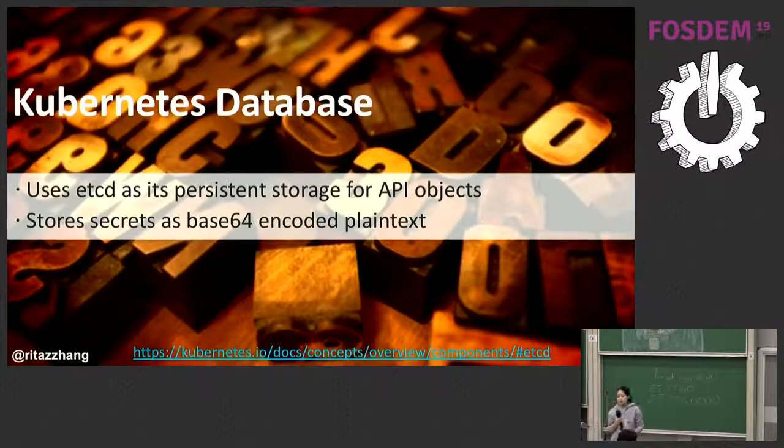What is a Kubernetes database? Kubernetes uses etcd to persist a lot of the Kubernetes objects. Think of your secrets, your config maps. They're actually stored in etcd.